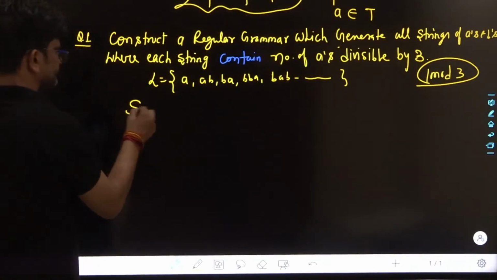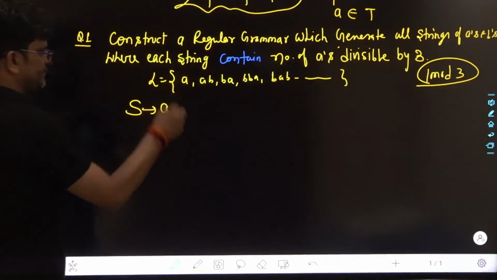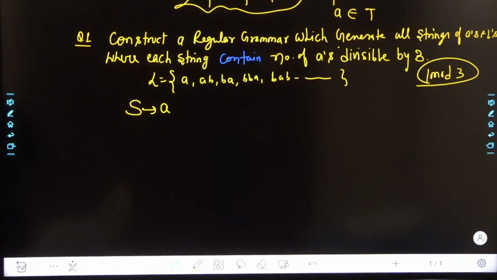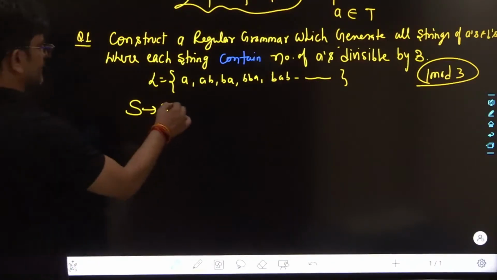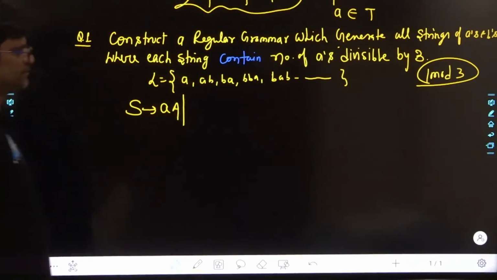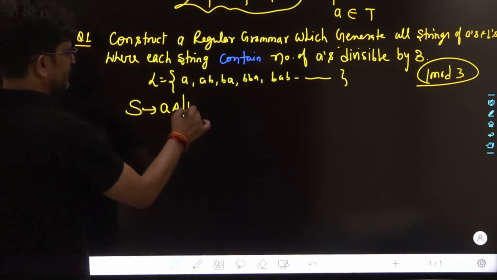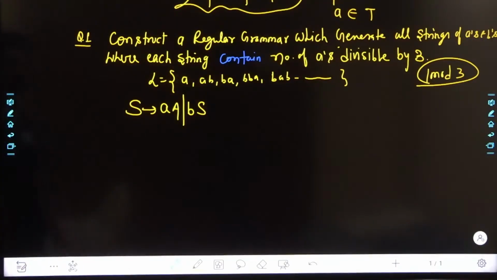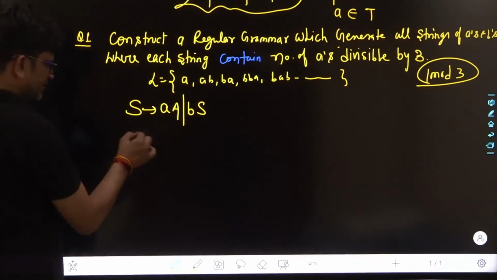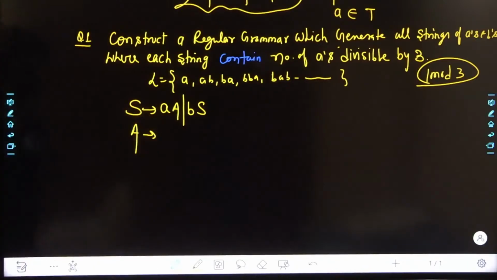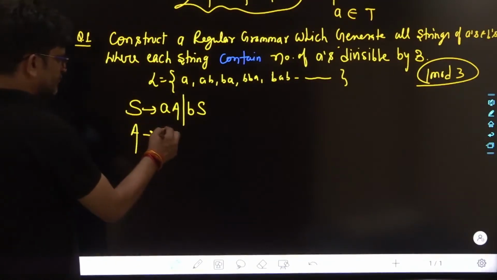So A, A, A. What about B? B in between, any number of B's. Now, what will A generate? First of all it generates epsilon.